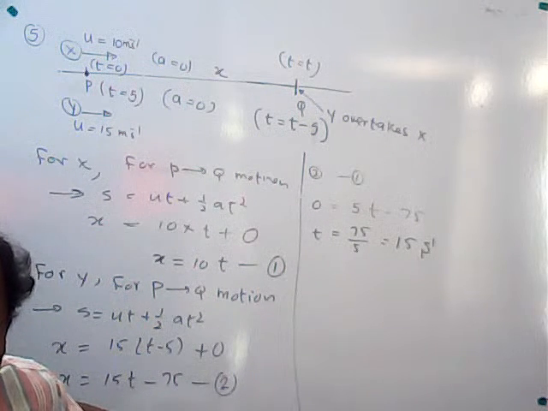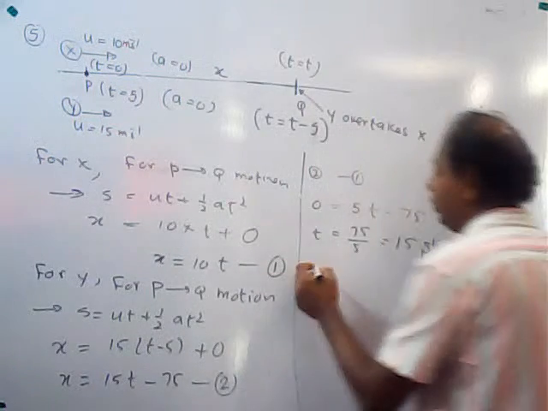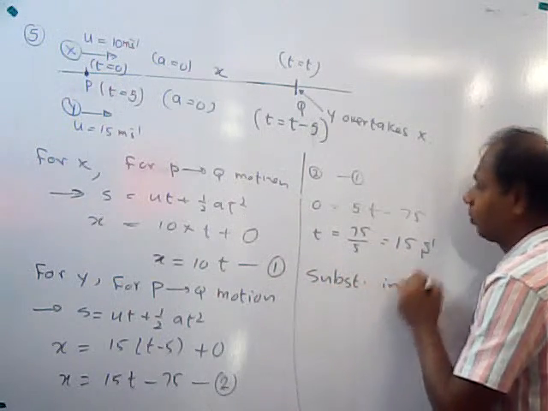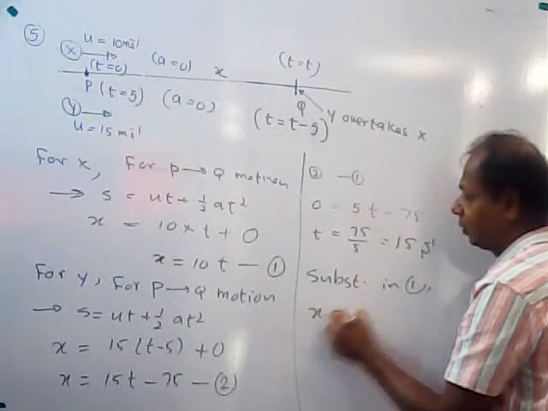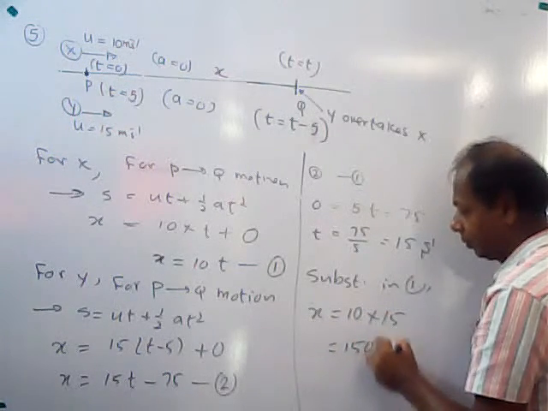Okay, then it's correct. So substituting in 1, you have to find the distance also. X is equal to 10 into 15, so it's 150 meters.